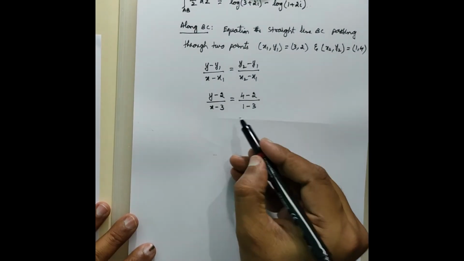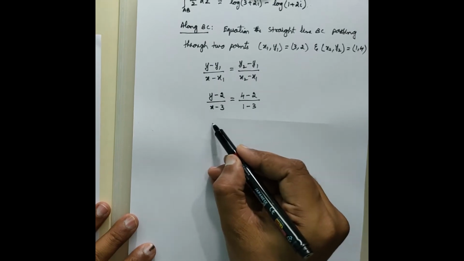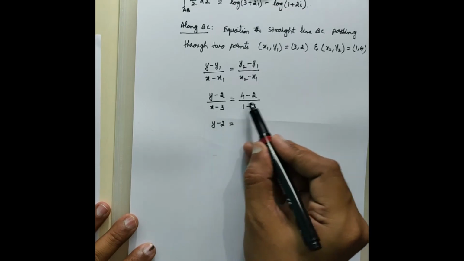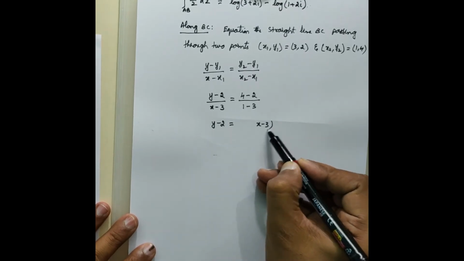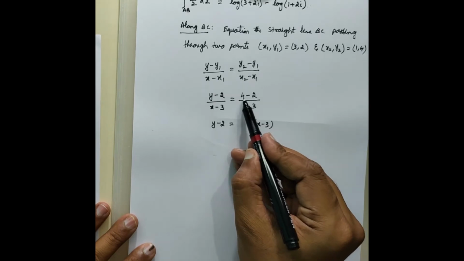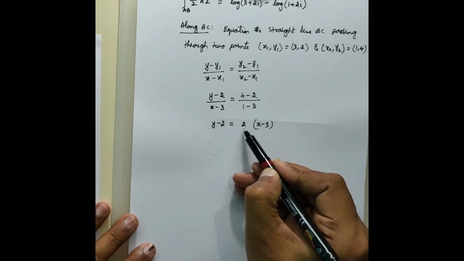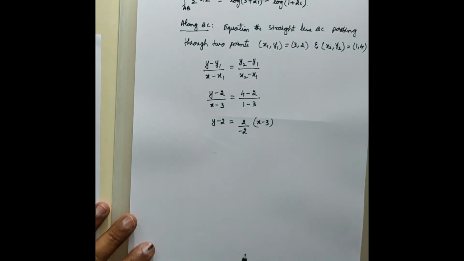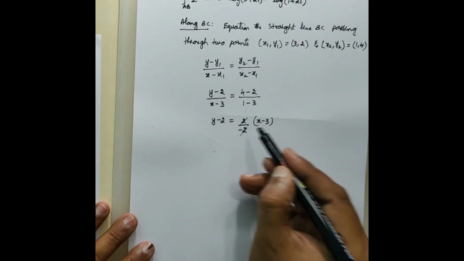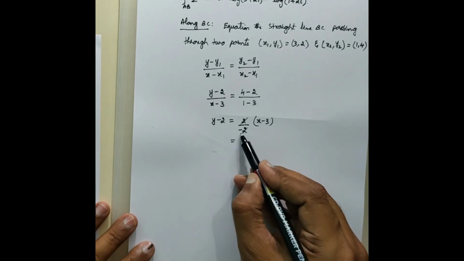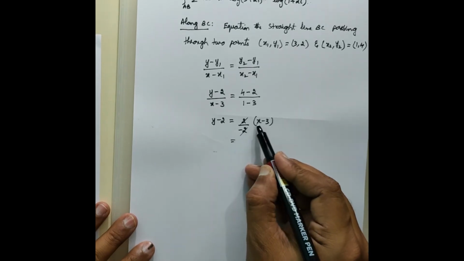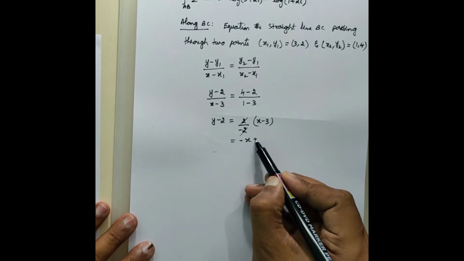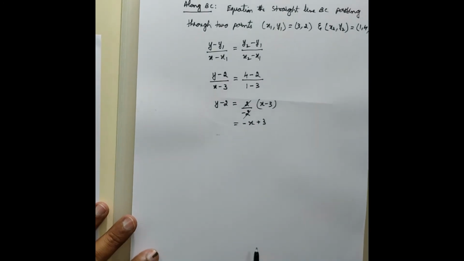So let us try to simplify this expression. Cross multiply x minus 3 to the other side. Now subtract: 4 minus 2 will be 2, divided by 1 minus 3 will be minus 2. You can cancel out the 2, and you will be left with a minus sign there. So therefore we will be getting minus of x minus 3, multiply the minus sign inside, minus of minus will be plus 3. So you got minus x plus 3.